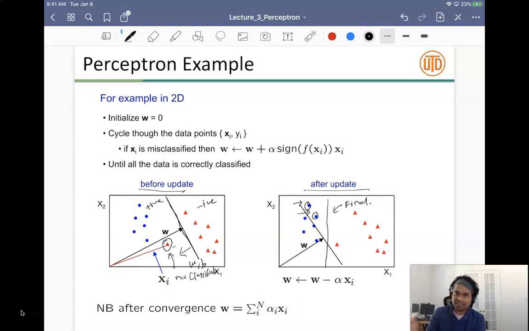Because the data set over here is linearly separable, I can run perceptron till the end and finally get a decision boundary that separates this, right? So I cycle through the data points x_i, y_i, and if x_i is misclassified, then I update this, otherwise I don't do anything, right? Do this until all the data is classified correctly.